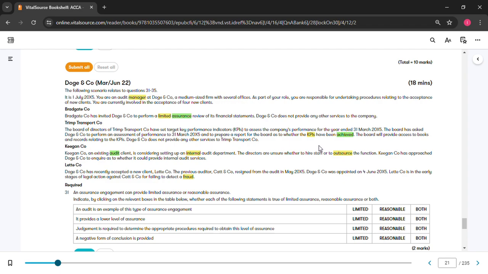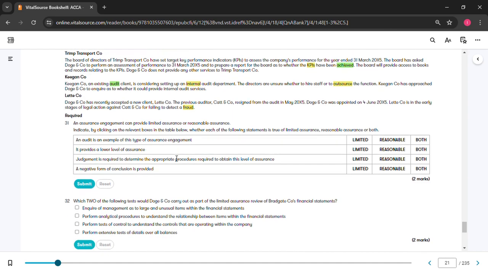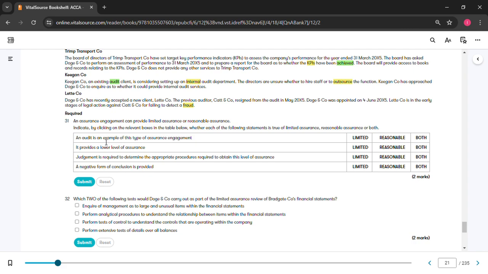Yes, sir. Done? Now, what they are asking: an assurance engagement can provide limited assurance or reasonable assurance. There are two things, one is limited, one is reasonable. Now, an audit is an example of this type of assurance, which will provide limited or reasonable or both.